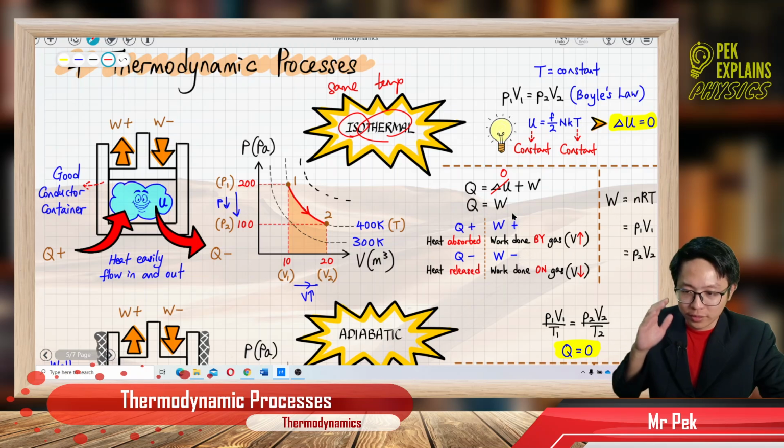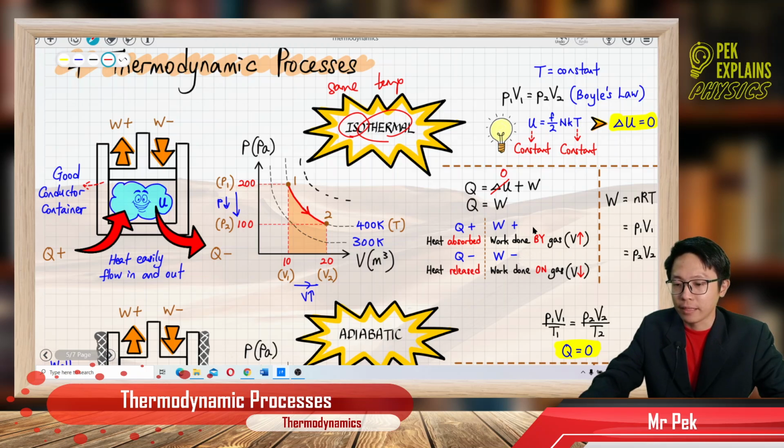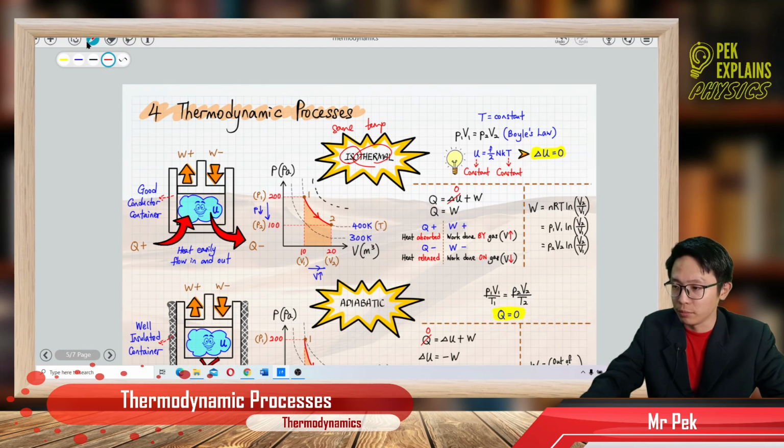So for these two to happen, the container needs to be a good conductor container so that the heat can easily go in and the energy can easily go out. Okay. Now, that's about the first law of thermodynamics.